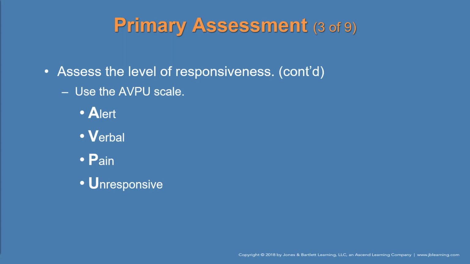And so when we describe someone's level of responsiveness, we use this AVPU scale. And it stands for alert, verbal, painful, and unresponsive. And this is what they are responsive to. So again, if I walk in and they're speaking to me, they're following me with their eyes, then I would consider that person to be alert. If I walk in and they're not really moving around and I call their name or I speak to them and they open their eyes, then they are responsive to verbal stimuli. They're responsive to me only when I speak to them.